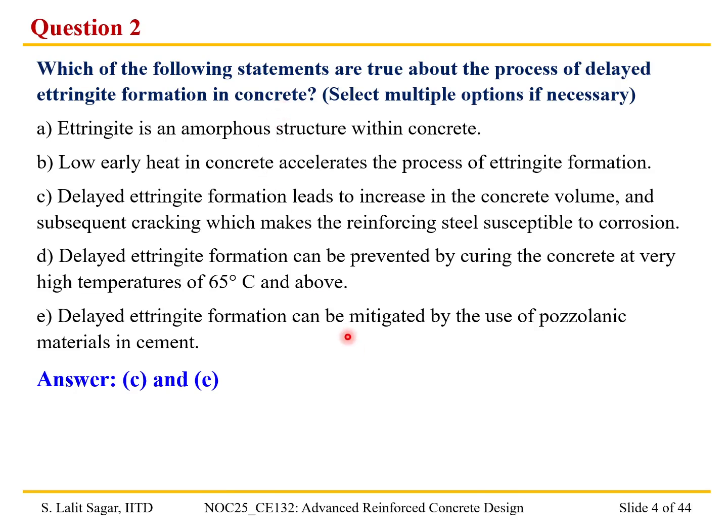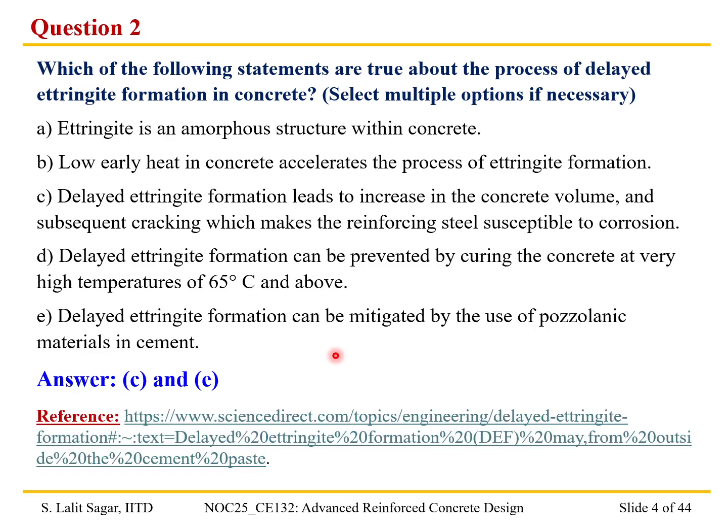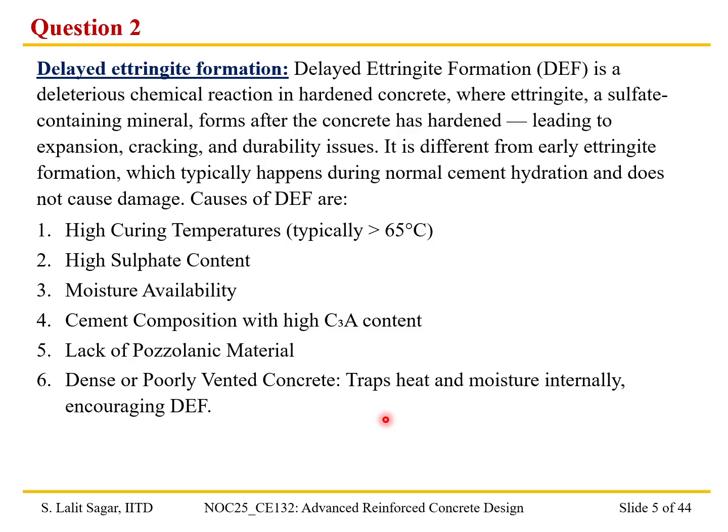Let me go further and give you an explanation of this question. I have attached a link in the presentation which you can refer to in order to understand more about delayed ettringite formation. Delayed ettringite formation is a deleterious chemical reaction in hardened concrete where ettringite, which is a sulfate containing mineral, forms after the concrete has hardened, leading to expansion, cracking, and durability issues.